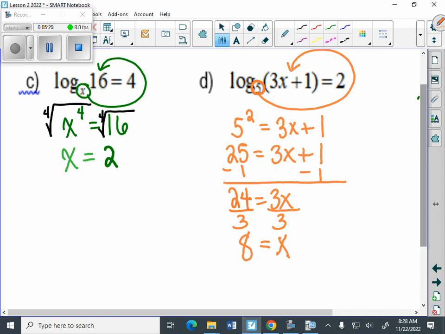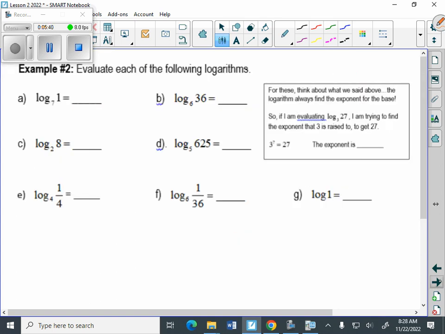We get x equals 8. So just solving the way your Algebra 1 teacher taught you to solve. The thing about logarithms is we don't have to have equal to something in them. We can still use the curly Q method here.